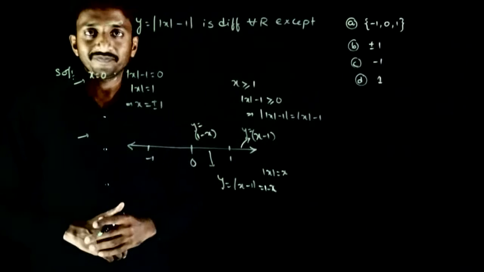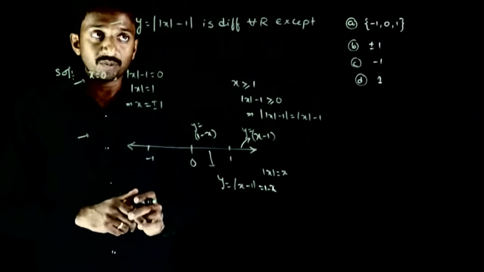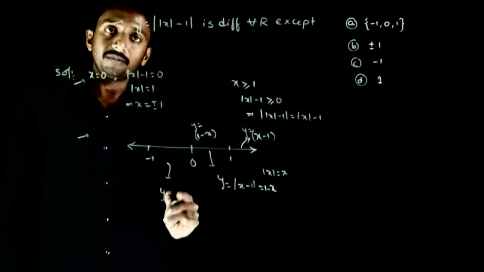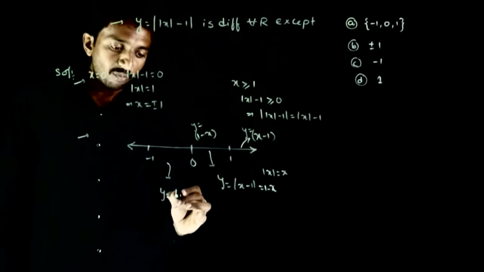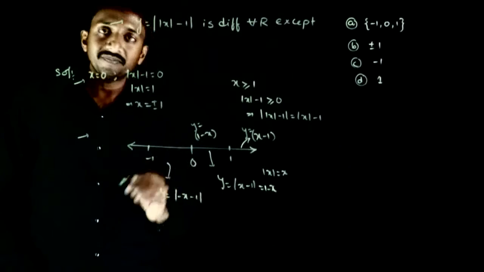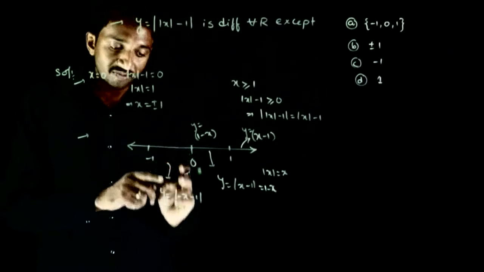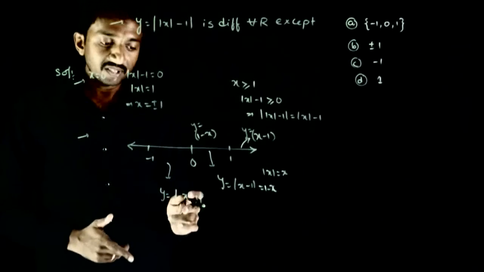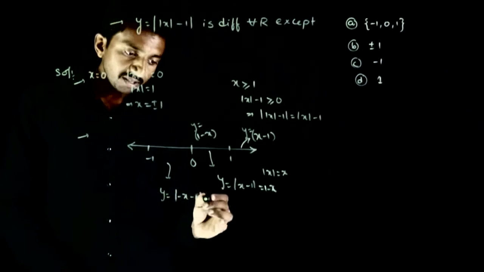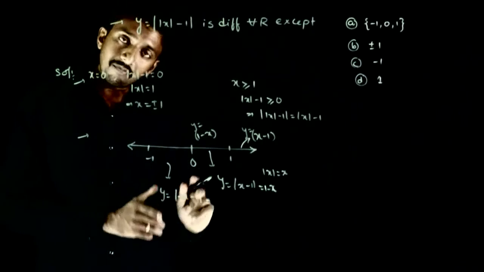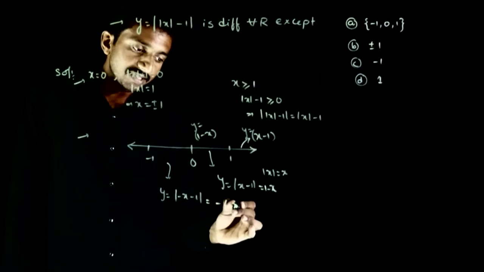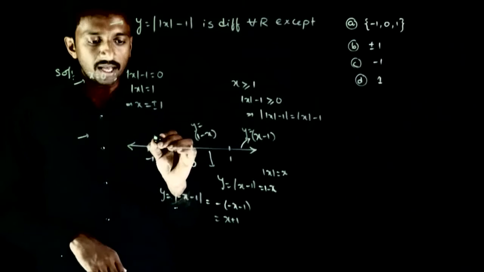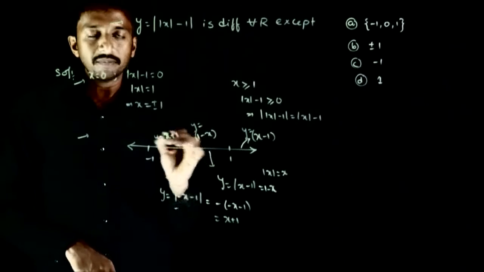अब 0 और minus 1 के बीच में y will be equal to mod of minus x minus 1. अब x 0 और minus 1 के बीच में है तो minus x minus 1 will be negative. So mod क्या हो जाएगा? Minus of minus x minus 1, that is equal to x plus 1. So यहाँ y is equal to x plus 1 हो जाएगा.